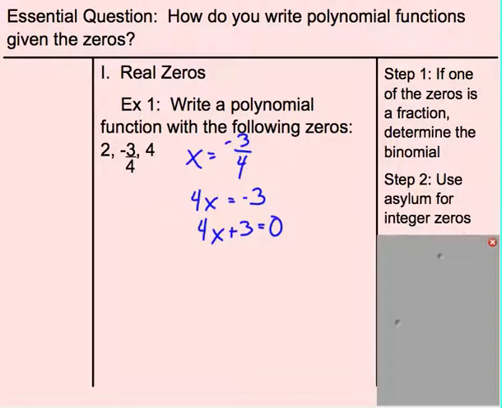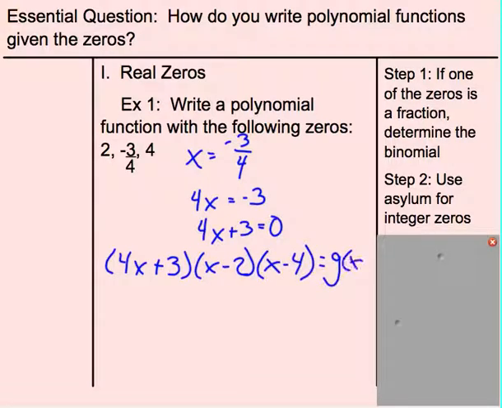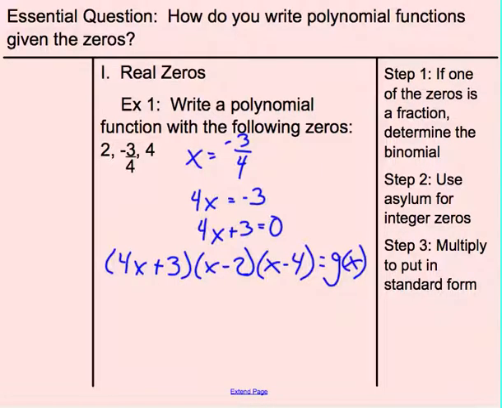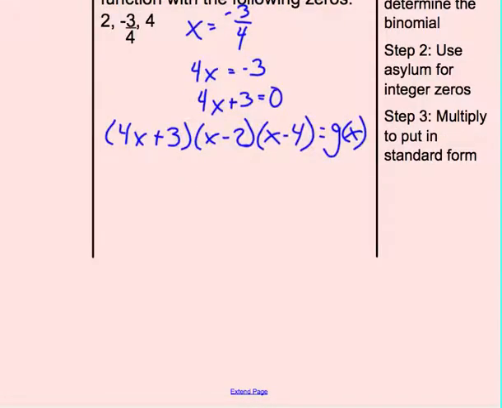When we've got integer zeros, we just throw them in. So we have 4x plus 3, x minus 2, and x minus 4. I'm just going to name our function g of x. And finally, to write the function, we multiply and put it in standard form, of course.